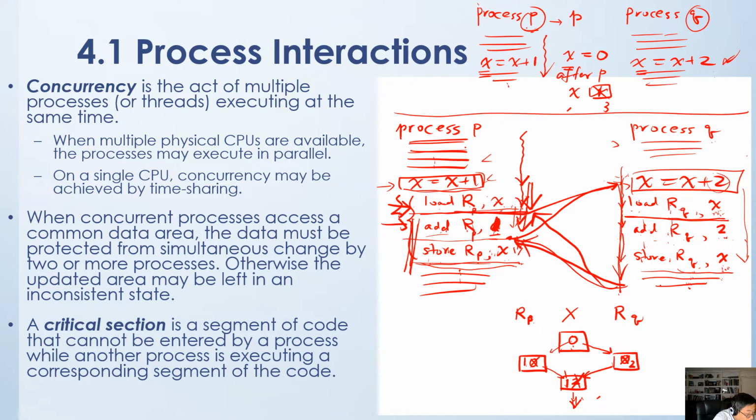This is actually interesting, because if I run the processes P and Q concurrently, the final value of X is not predictable. It is dependent on the timing of when the CPU scheduler decides to switch from P to Q. So that's very important. That's called a race condition.